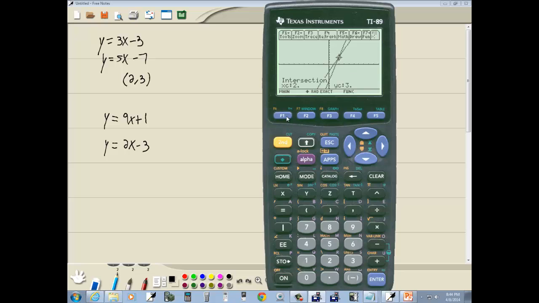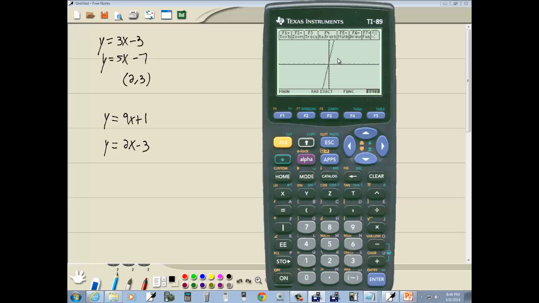I'm going to do diamond F1 to go back to y equals. Up arrow to y2, press clear. Up arrow to y1, press clear. On y1, I'll put 9x plus 1, so 9, my x key, plus 1, enter. On y2, I'm going to put 2x minus 3, so 2, x key, minus 3, enter. Now I'm going to graph, so I do diamond F3.